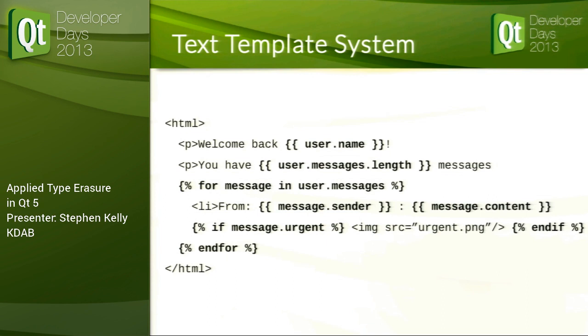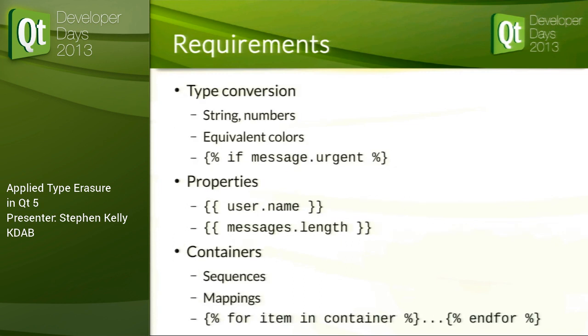And down here, I've got a condition saying if the message is urgent, then show this extra image. So I need to be able to convert from a Boolean in a QVariant to some kind of Boolean so that I can do tests like that, given a QVariant. So things like equivalent colors, like I showed in the QML example, you need to be able to do conversions like that. Need to be able to access properties using some kind of syntax.